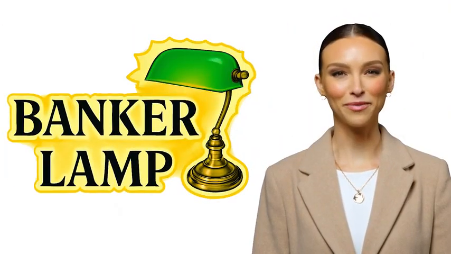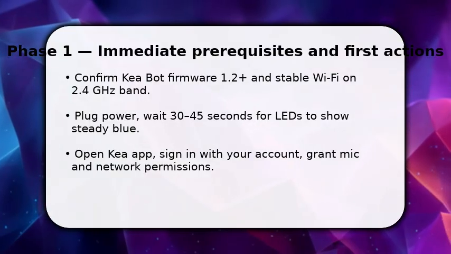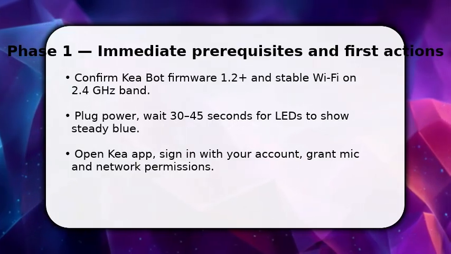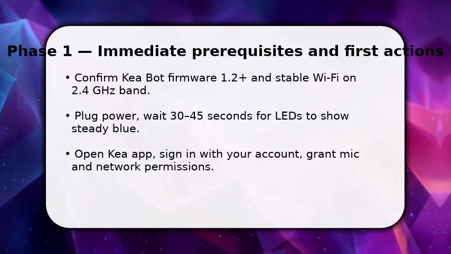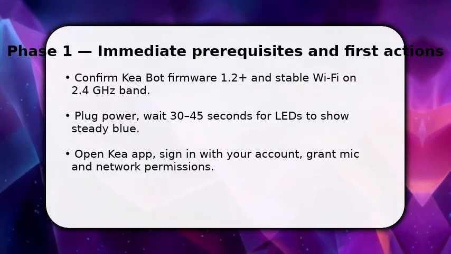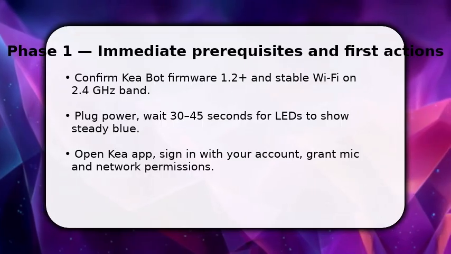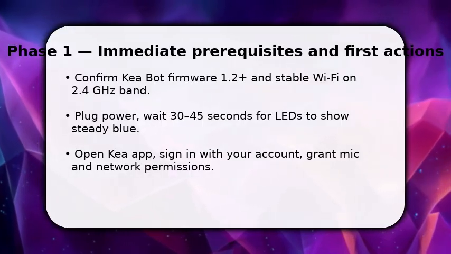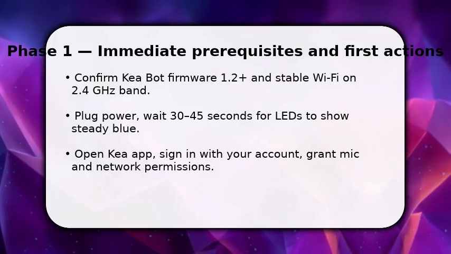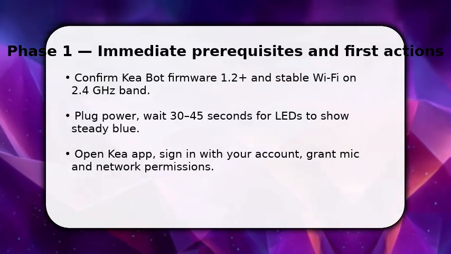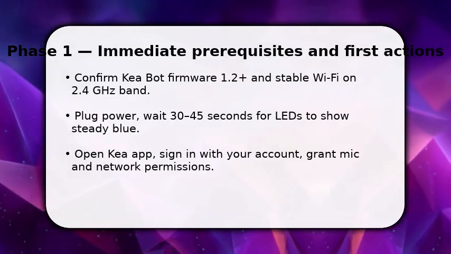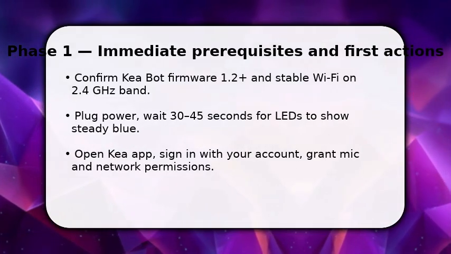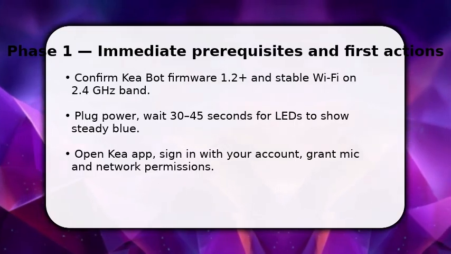Please enjoy the video. You start by preparing the essentials. Make sure Kea Bot runs firmware 1.2 or later and your phone is on a 2.4 GHz network. Plug the bot in and wait 30 to 45 seconds until the LED is steady blue. This indicates readiness. Once done, open the Kea app, sign in, and grant microphone and network permissions so the bot can receive voice and cloud commands. This gets you into the first actionable state quickly, ready for pairing.